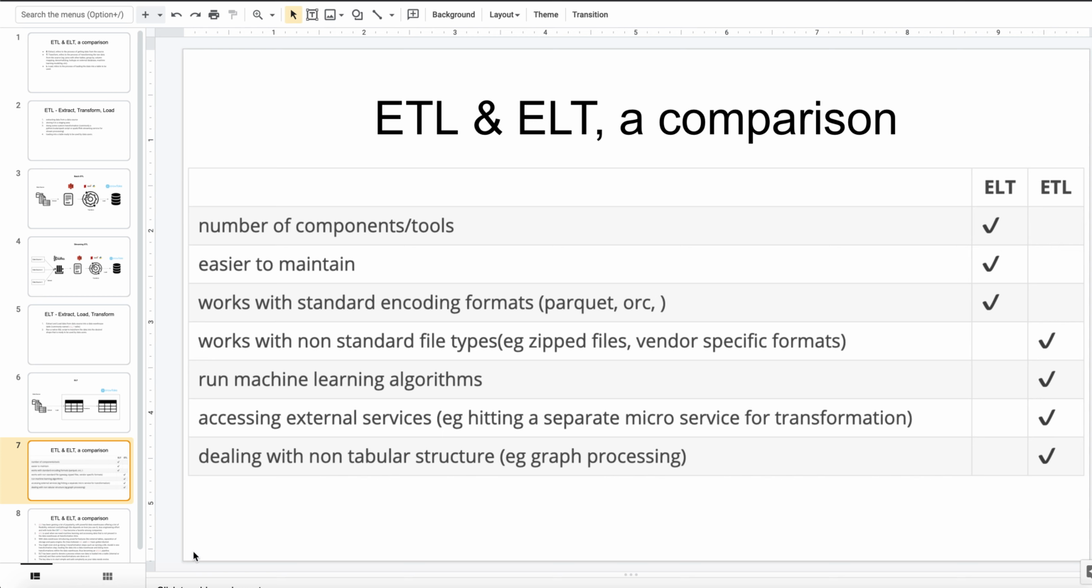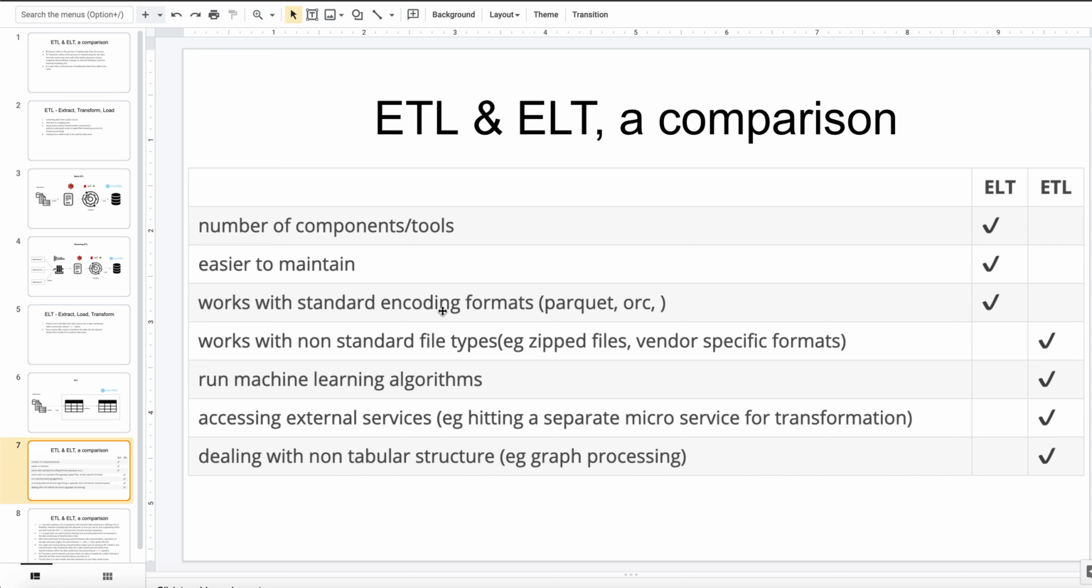And it can also work with standard encoding formats like Parquet and ORC, because most data warehouses are able to load Parquet and ORC type files, although schema evolution may be a little bit tricky. So now let's look at ELT type systems.